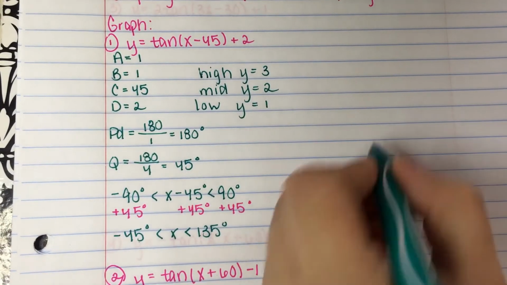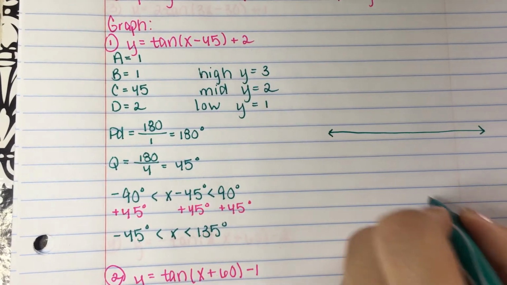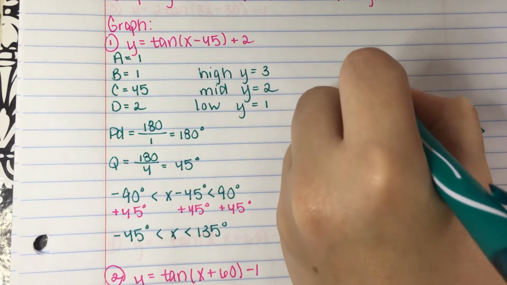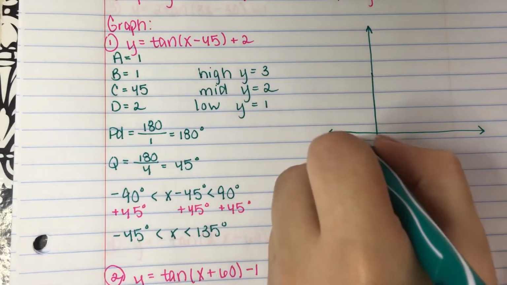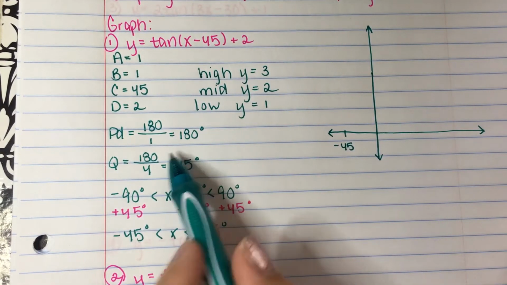And then now it's time to graph, so I'm going to lay out that x-axis, and I just need 1 point over here, negative 45, and I need mostly everything above up here. See the 1, 2, and 3. All right, so I got negative 45 degrees. And then my quarters, my distance between each point is 45 degrees.